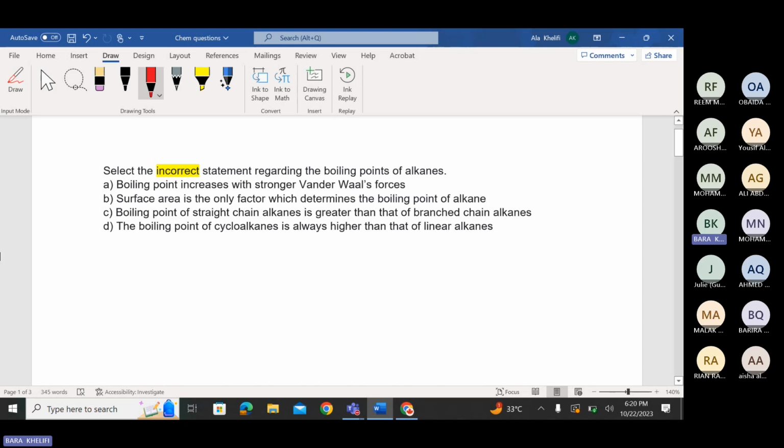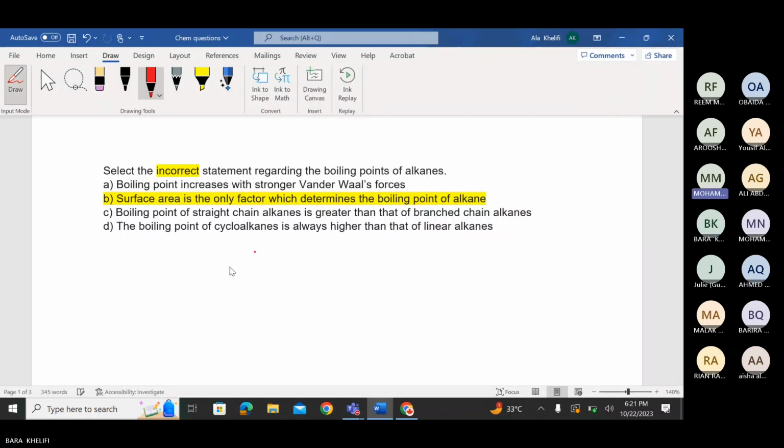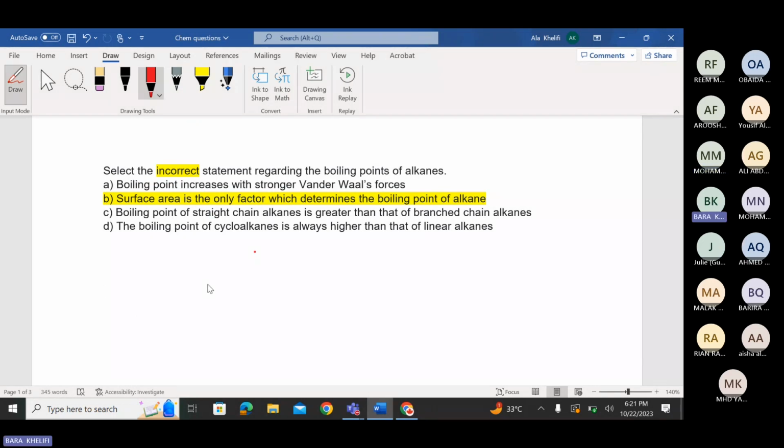So which one do you think is the incorrect statement? B. Yes. So do you mind explaining it, or would you like for me to explain it? Because the type of bonds, like a hydrogen bond or a van der Waals force, also determines the boiling point. True. And the number of carbons. Exactly.